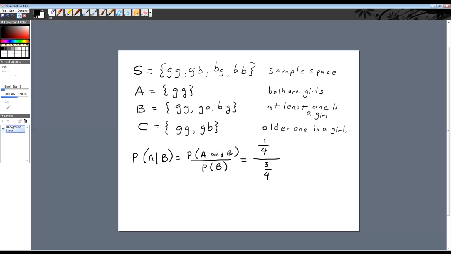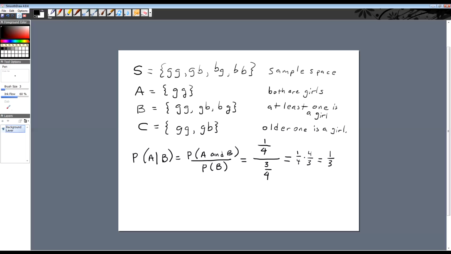The probability of A and B occurring causes us to look at the overlap. So the overlap is 1, both of them are girls, over the sample space of 4. 1/4 divided by 3/4 is the same as 1/4 times 4/3, and that equals 1/3. So the probability that both are girls, given at least one is a girl, is 1 over 3.